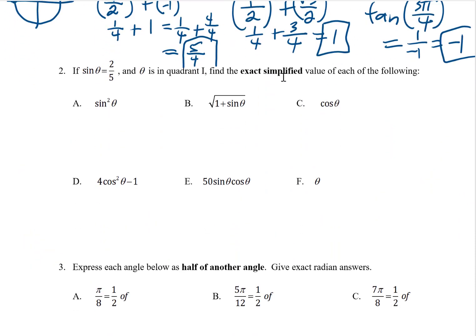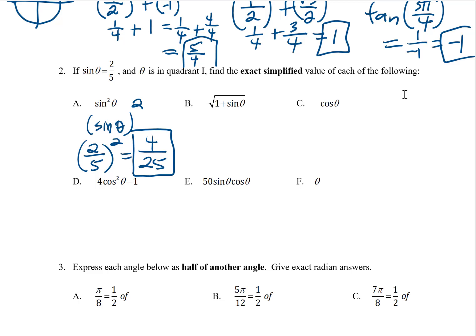Problem number 2. Sine theta is equal to 2/5. Theta is a quadrant 1 angle. I want to find the exact value of each of these items. Letter A, sine squared theta. Again, don't forget what that means. That means take your sine theta ratio and square it. Well, I was given my sine theta ratio. It's equal to 2/5. When I square that, I get 4 on the top and 25 on the bottom, 4/25.